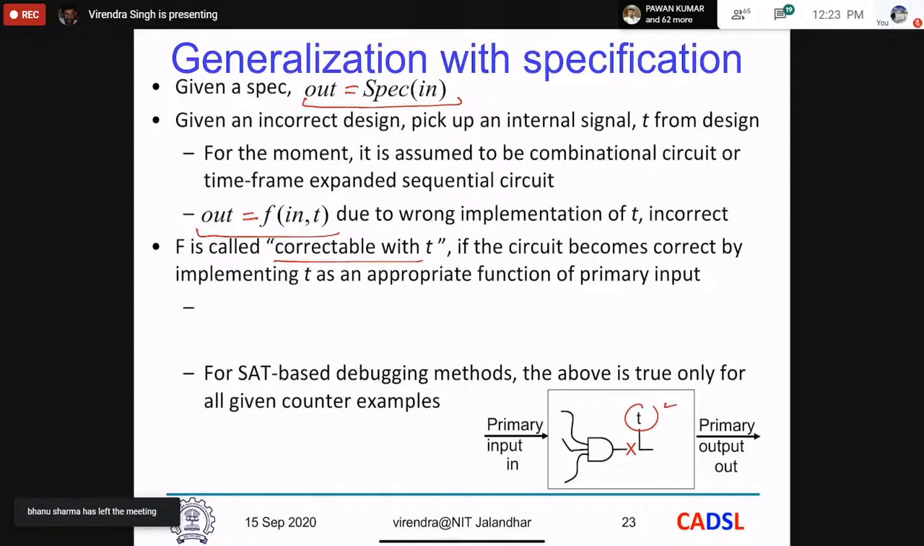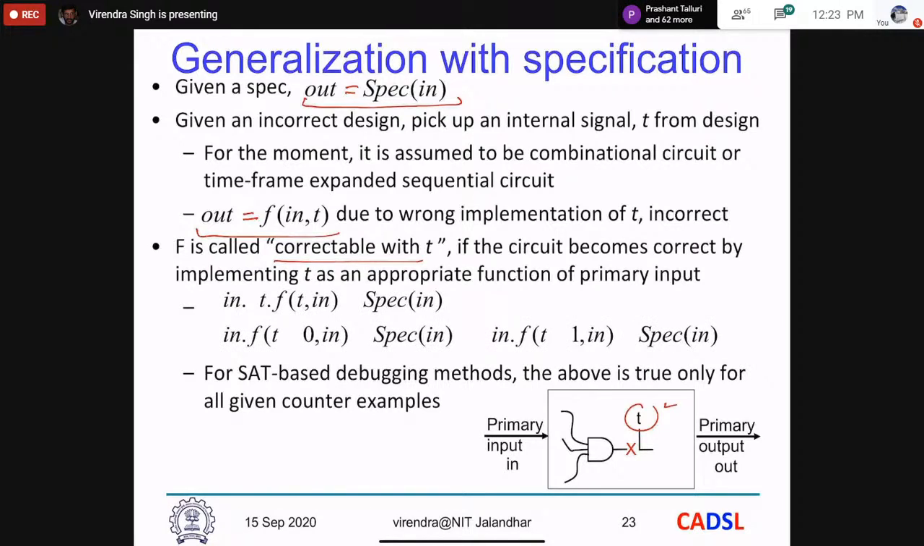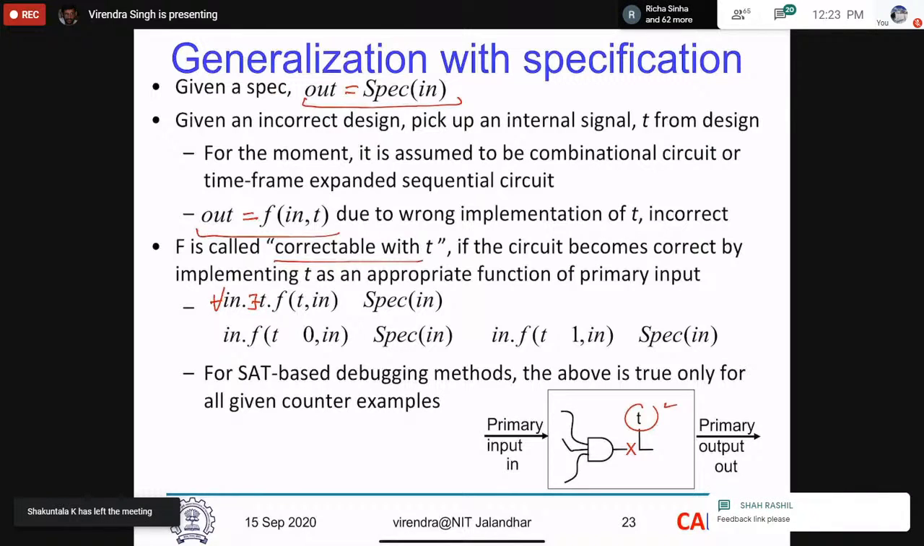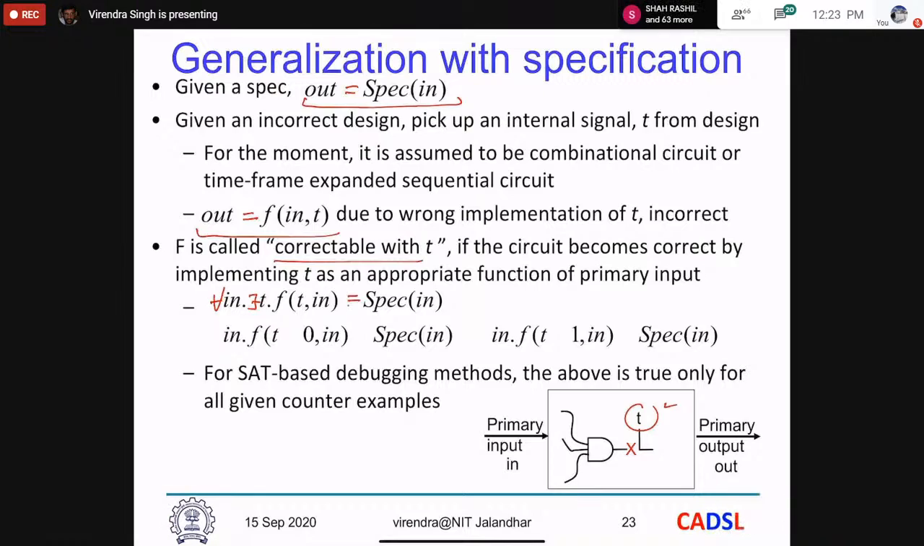Therefore what I can say is that for all the inputs there exists some T wherein the F, which is a function of T and input, should be equal to the specification, right? Now this is my QBF.